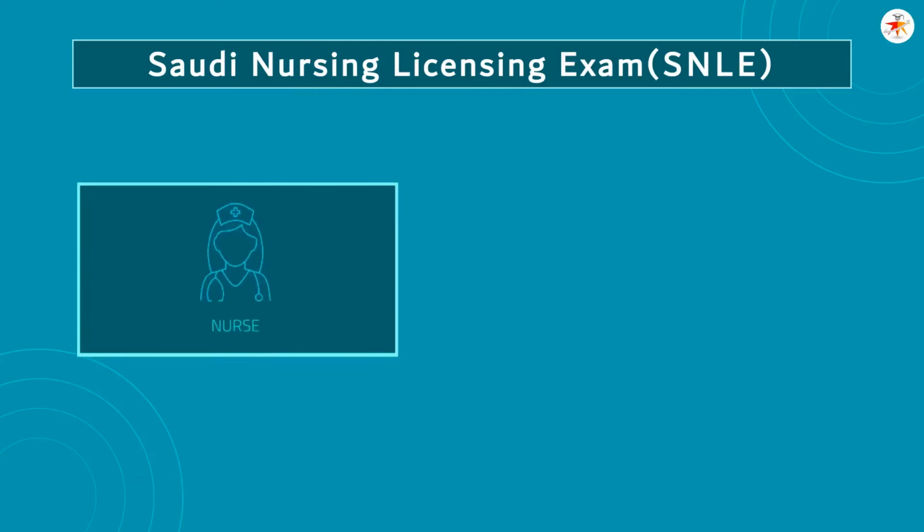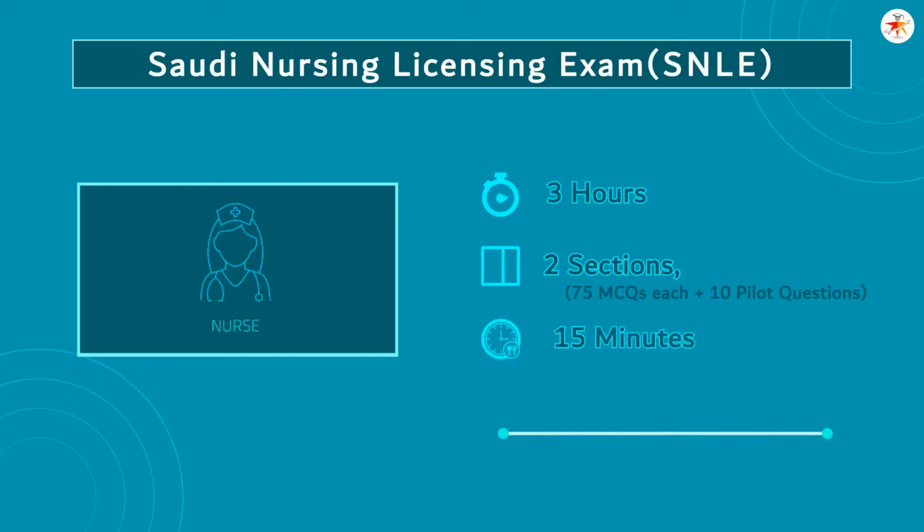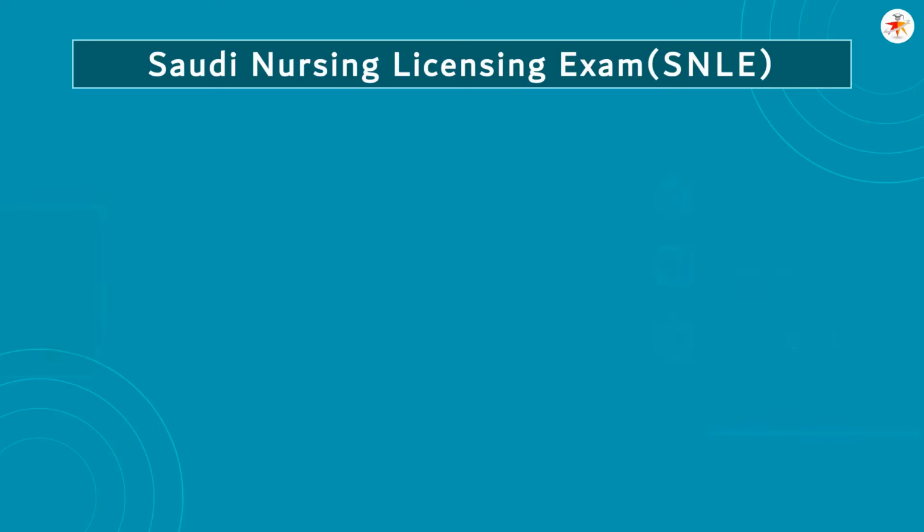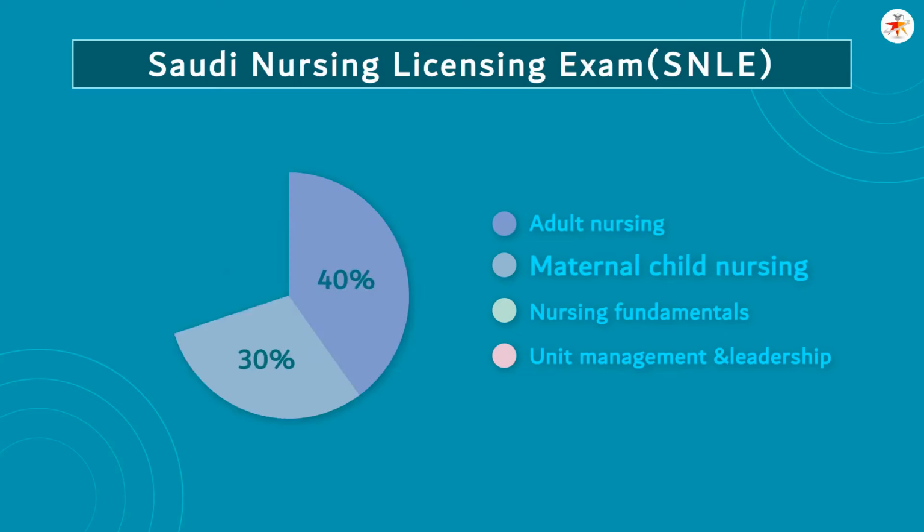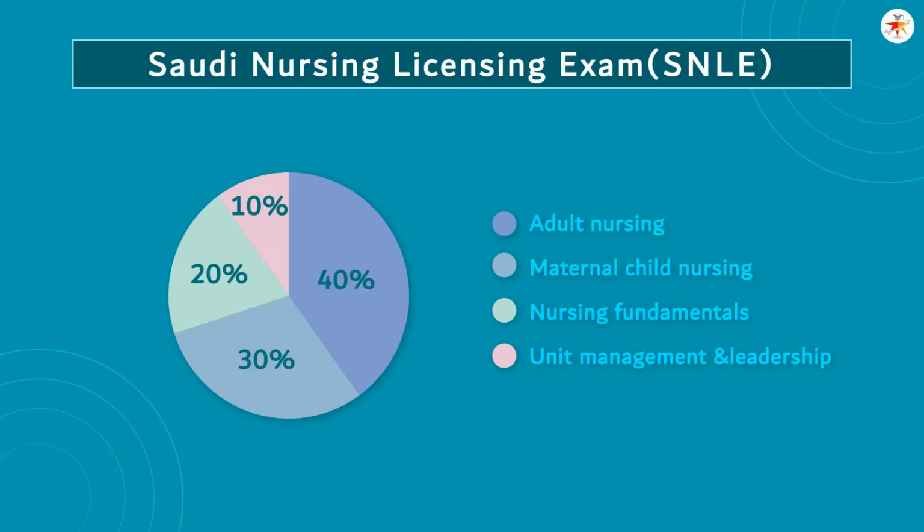The SNLE consists of 3 hours, and is divided into 2 sections. Each section contains 75 questions, including 10 pilot questions. You can take a scheduled break of 15 minutes between the 2 sections. Passing score is 500 points, out of scaled score ranging from 200 to 800 points. The exam contains following percentage of questions from different topics.